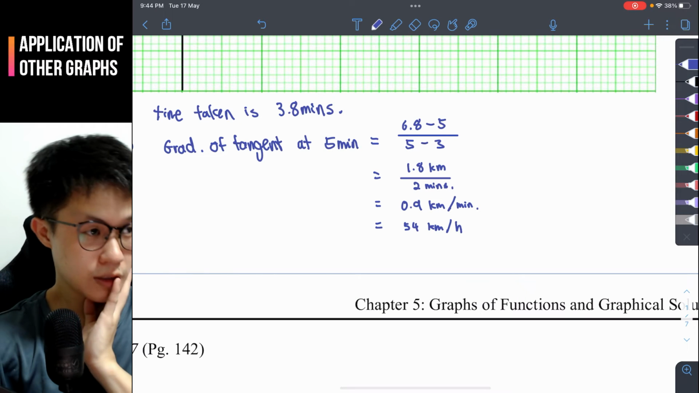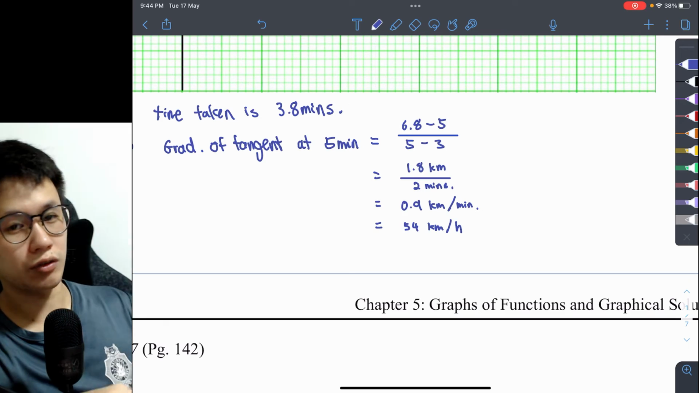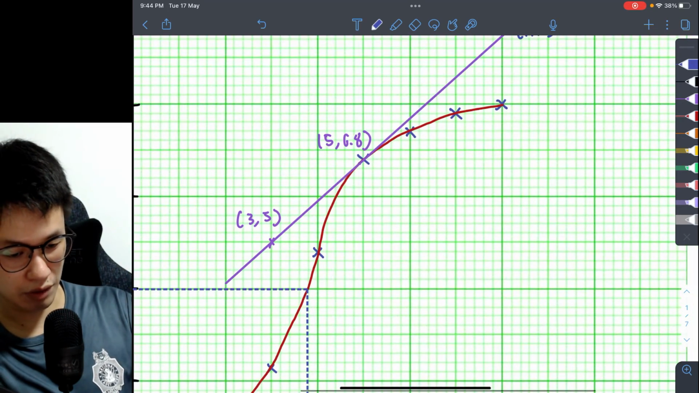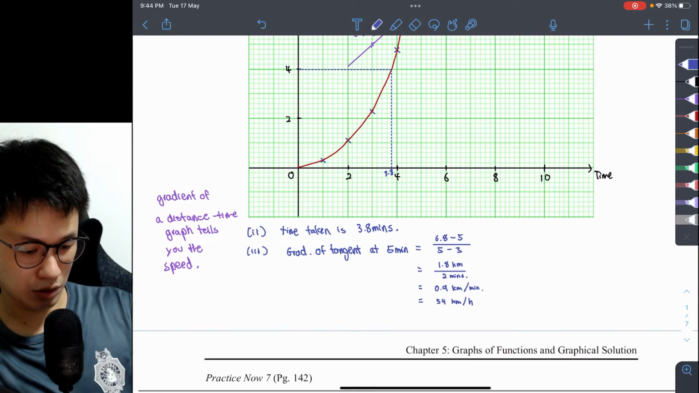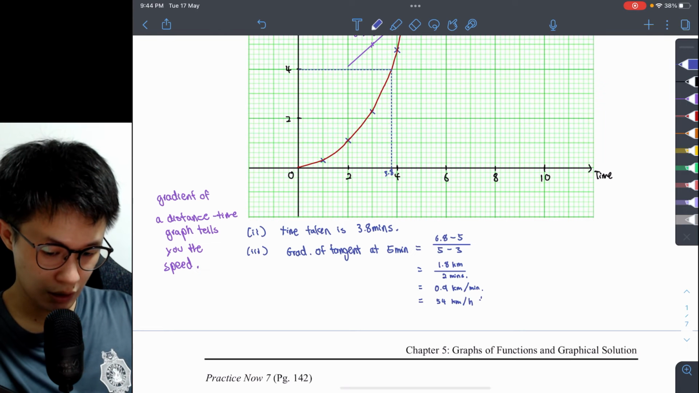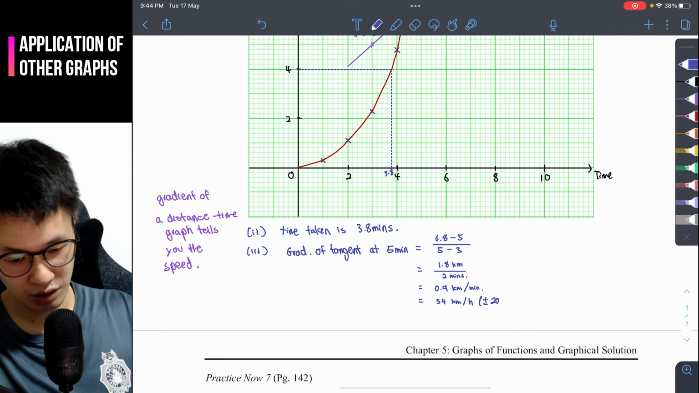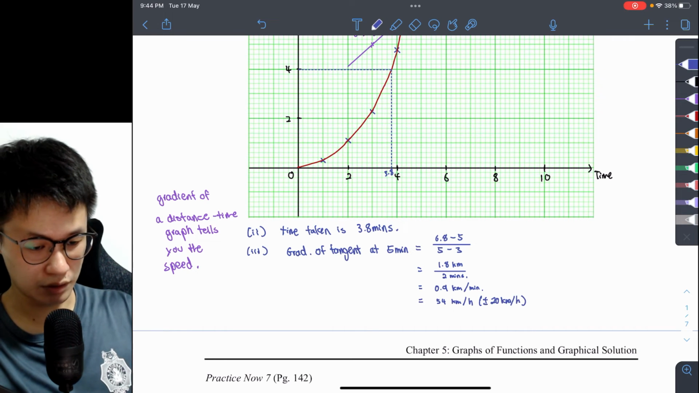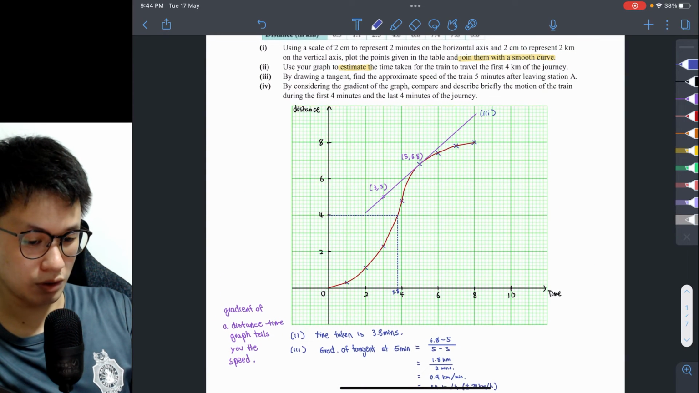For this question, in terms of all your tangents, you will have a very big range. So don't worry about it. It's natural to have a very big range of answers. I'm looking at probably a plus minus of 20 km per hour, around that big because of the way it is computed. So you don't have to worry about it.